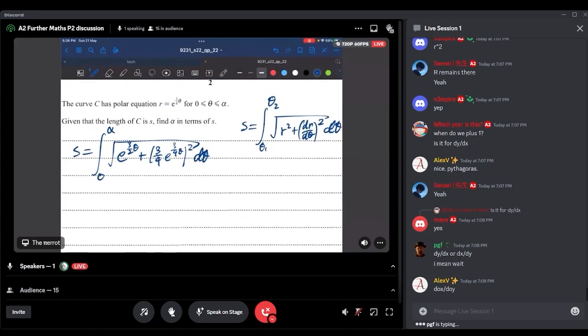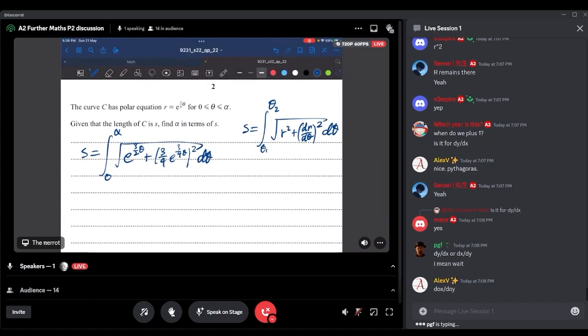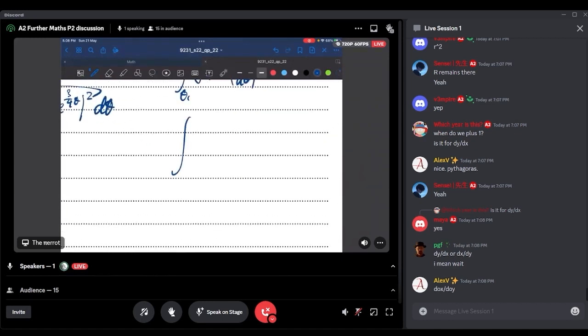Okay, and then we have the derivative, 3/4 e power 3/4 theta, and you square it. We're doing polar, so we don't use dy dx. When do we plus 1? For dy dx, we have to plus 1. For Cartesian, we have square root of 1 plus dy dx squared.